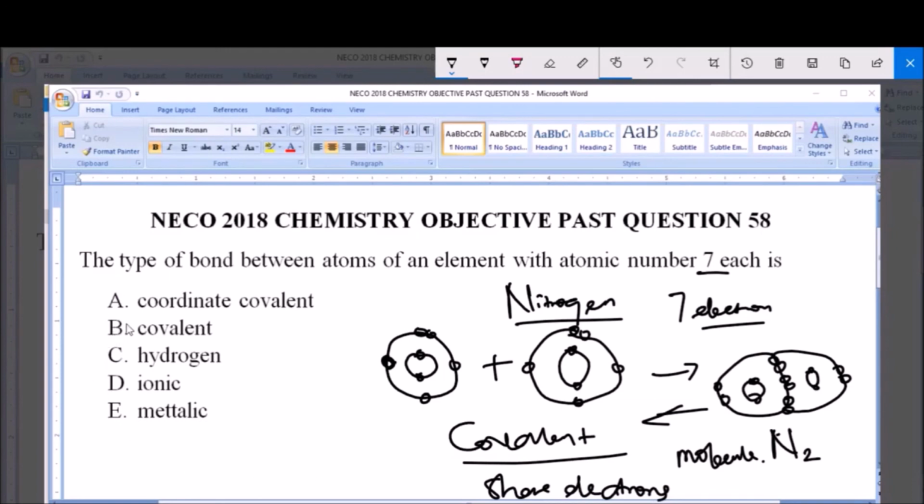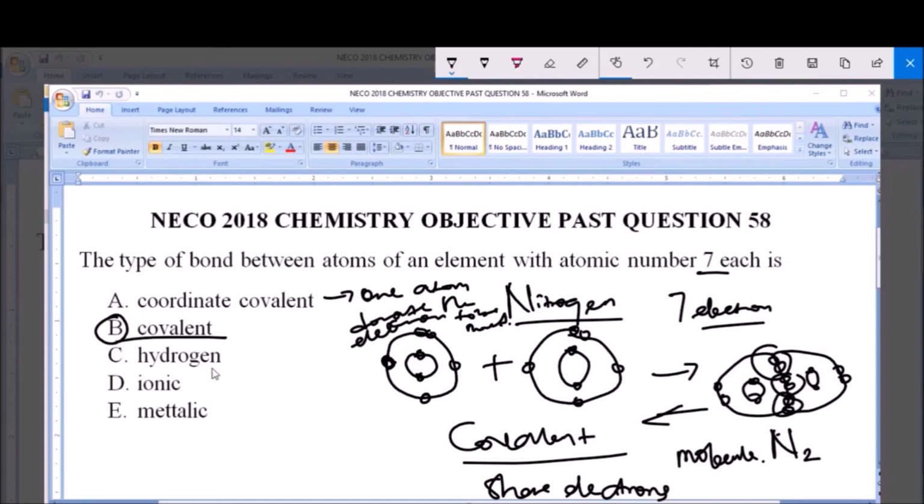So that is option B. Now in terms of coordinate covalent bonding, only one atom donates the electrons to be shared. But for covalent bonding, you can see that both atoms donated the electrons. This donated one, this donated one, they shared it, which is this. This donated one, this donated one, they shared it, and this last one donated it, and they donated the last one too, which is this. So you can see that is covalent bonding.